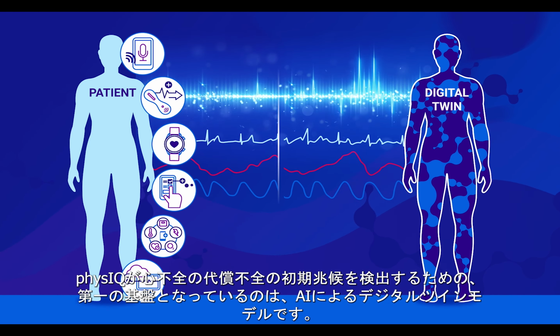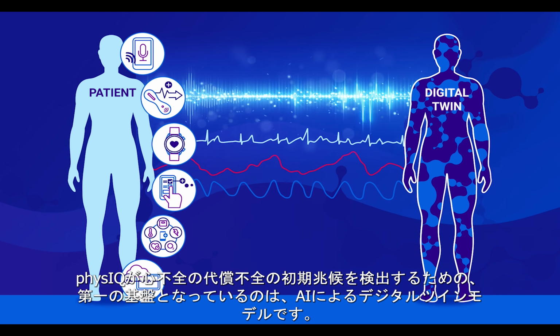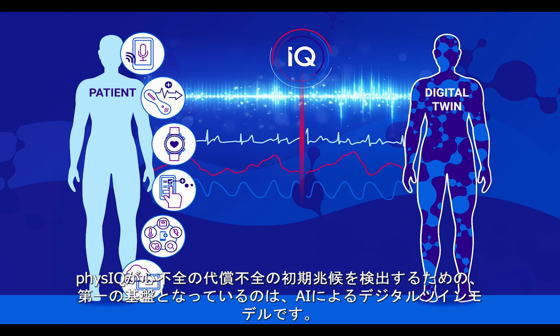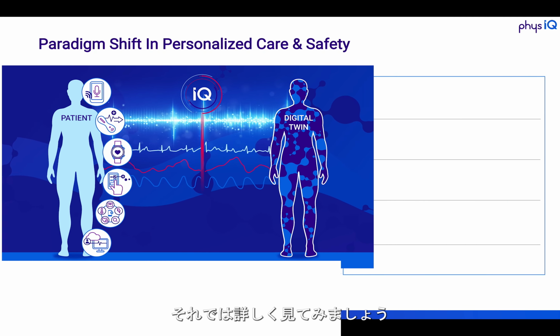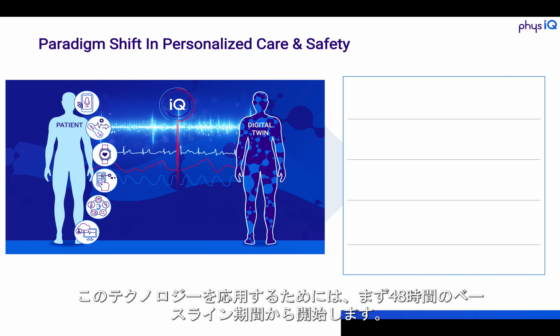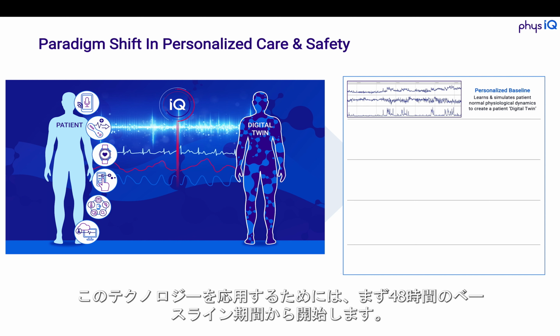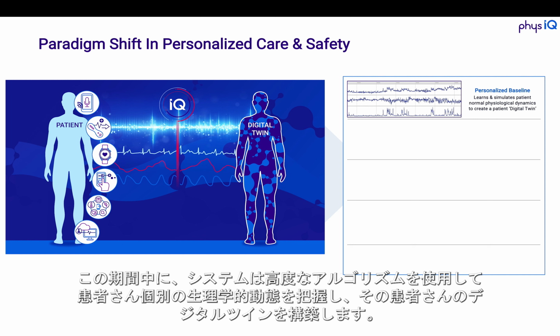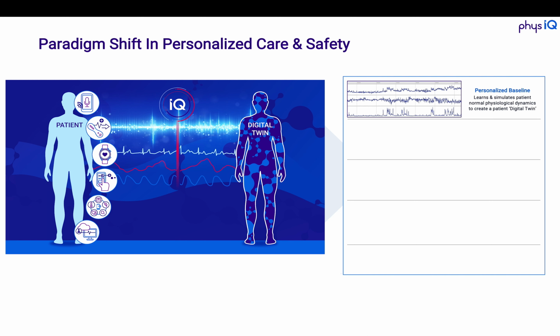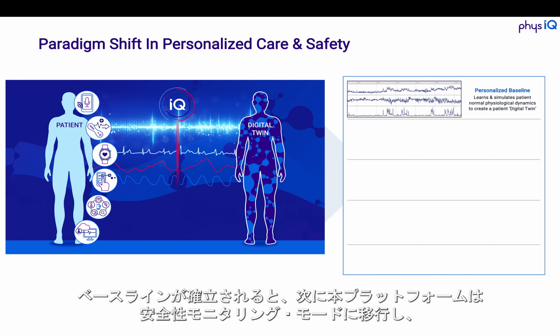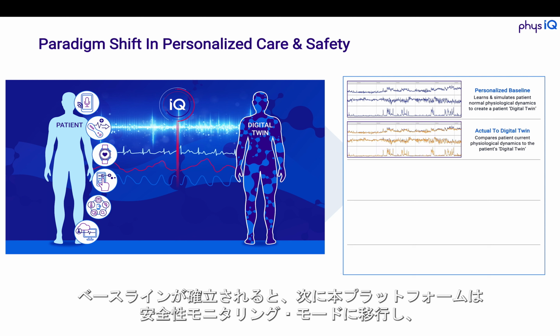physIQ's ability to detect early signs of heart failure decompensation starts with our AI-based digital twin model. So let's break that down. To apply this technology, we begin with a 48-hour baselining period. During this time, the system uses advanced algorithms to understand the individual's unique physiology and develop a digital twin of the patient. When baselining is complete, the platform then switches to safety monitoring mode.